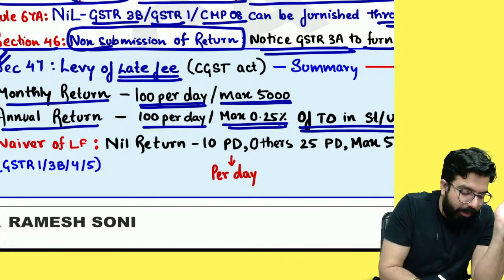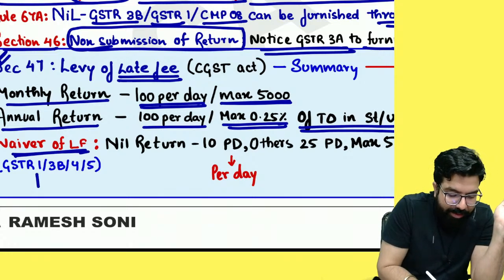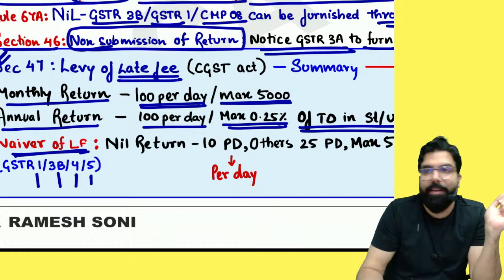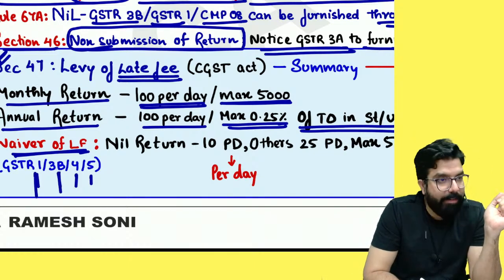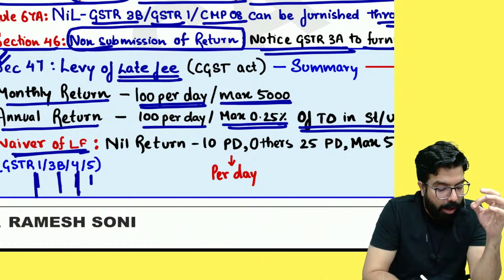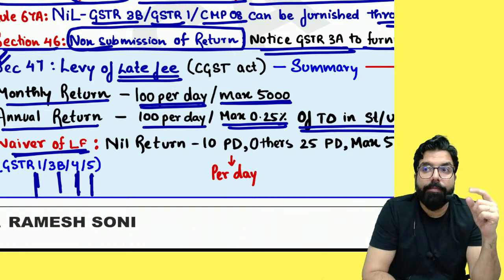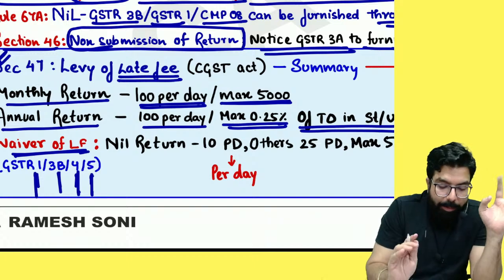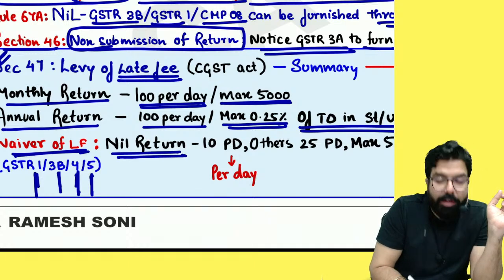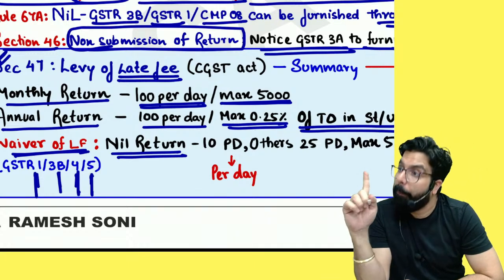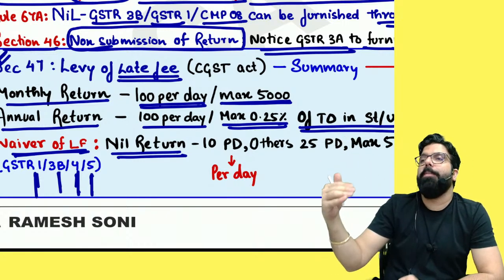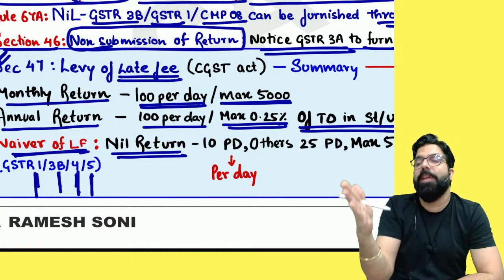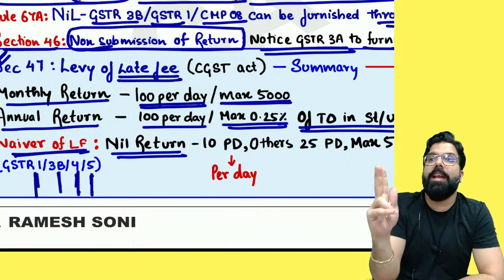But then the government waived off the late fee which was there for GSTR 1, GSTR 3B, GSTR 4 and GSTR 5. GSTR 1 is for a normal person, 3B is for a normal person, GSTR 4 is for composition, and GSTR 5 is for NRTP. The government went ahead and told, if you are filing a nil return, earlier it was how much? 100 rupees per day under CGST, 100 rupees under SGST. But now the government made it, if you are filing a nil return and you have delayed by a day also, how much is the late fee, everyone?